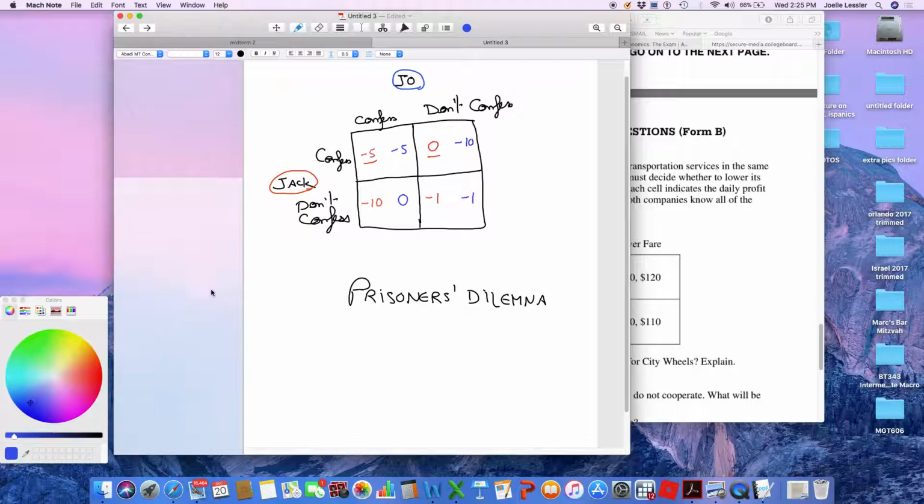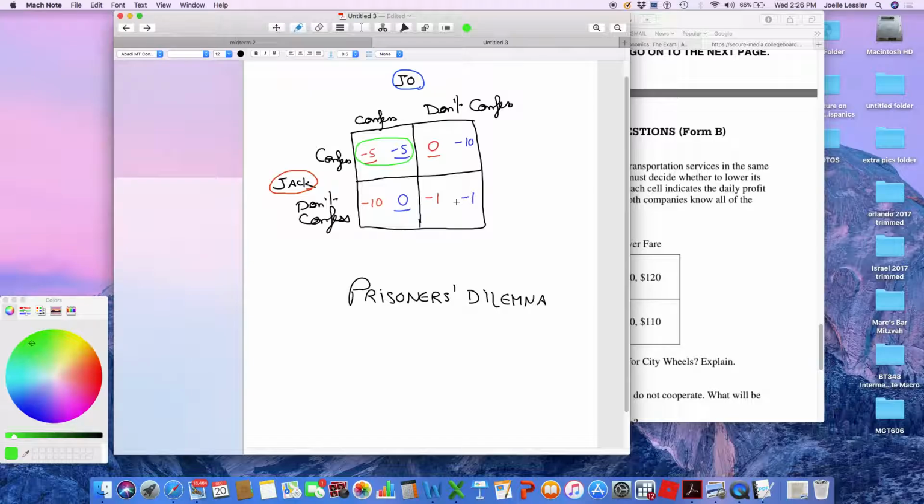What about Joe? Joe says, if Jack confesses, I'd be better off confessing, because -5 is better than -10. If Jack does not confess, I'd be better off confessing. So for Joe also, the dominant strategy is to confess. As a result, the Nash equilibrium is where they both confess, and they both get 5 years in jail. Notice, if they could cooperate, if they could be in the same room and talk to each other, they would clearly choose to not confess, right? Not confessing is the cooperative equilibrium.